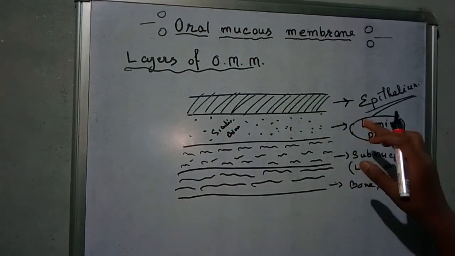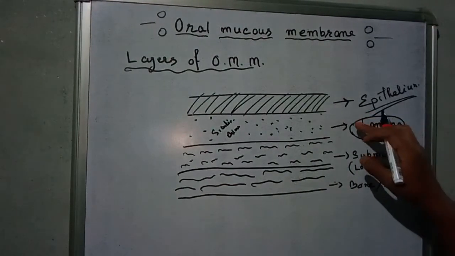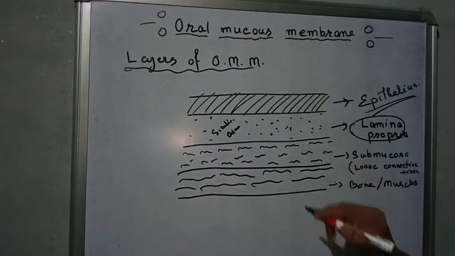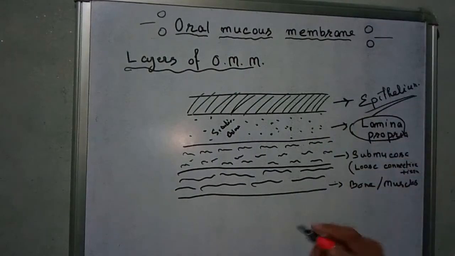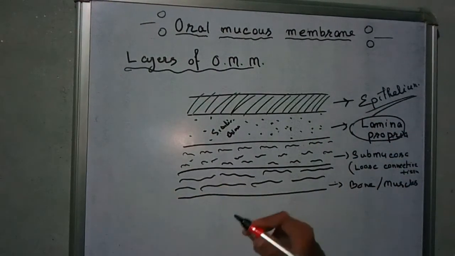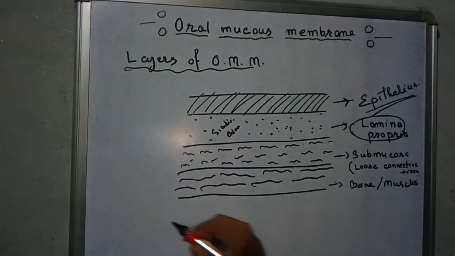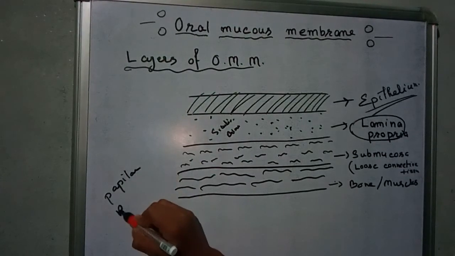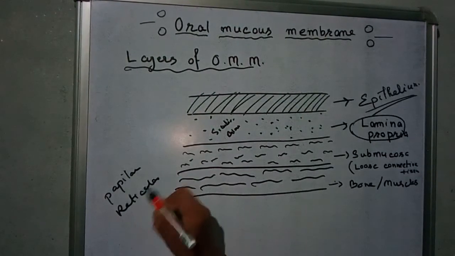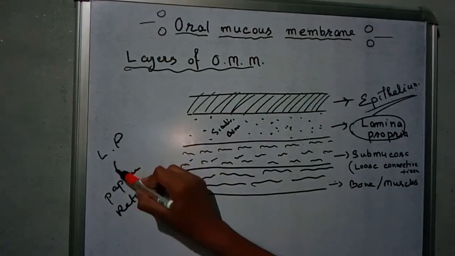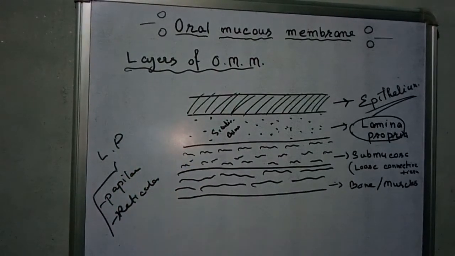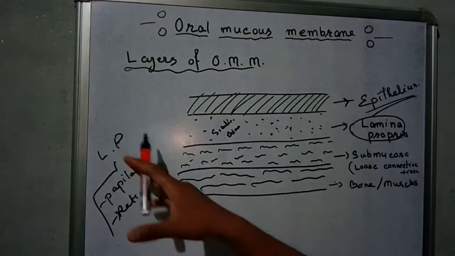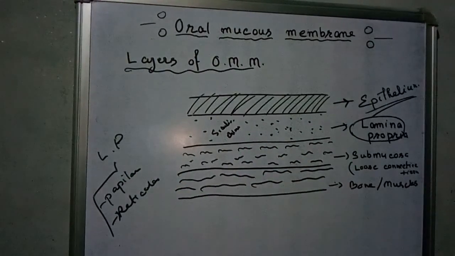Lamina propria is a connective tissue of variable thickness that supports the epithelium, and it is divided into two parts, papillary and reticular parts. These two portions are not separated; they are continuous.